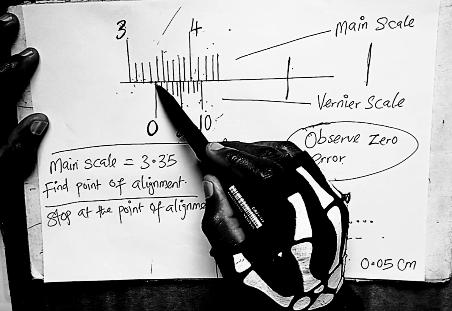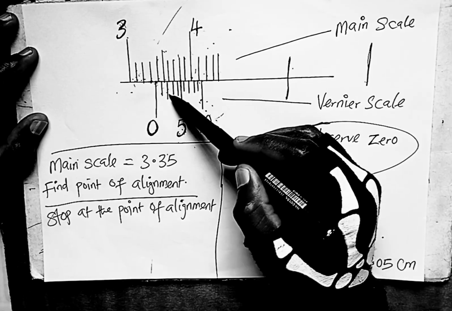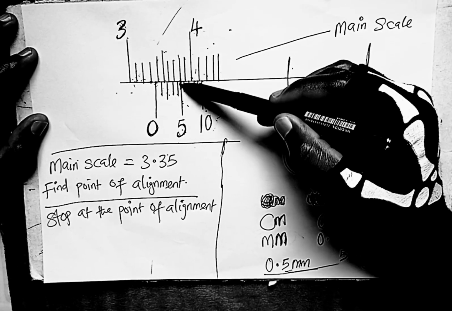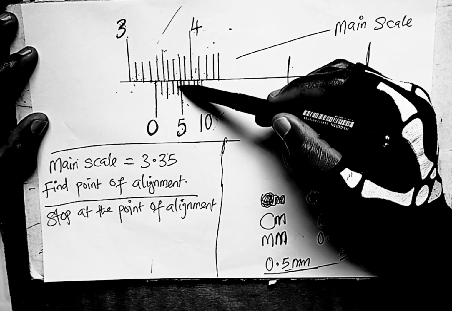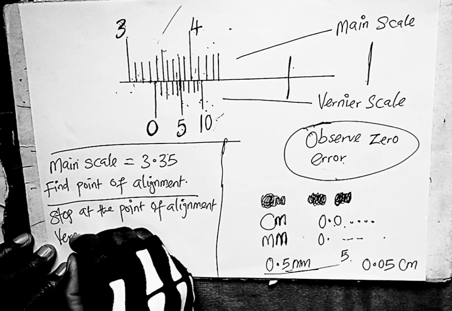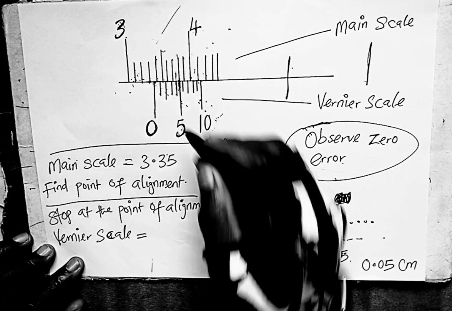So we are going to read from the 0 mark. So this is 0, this is 1. Since we have 5 here, this means that this is 0, this is 1, this is 2, this is 3, this is 4, and this is 5. So we are going to stop at what? 5, where we have the point of coincidence. If the alignment was here, we are going to stop here, 4. That's the reading that will be 4. Vernier scale reading is equal to what?